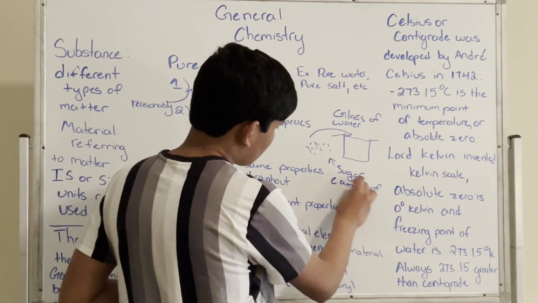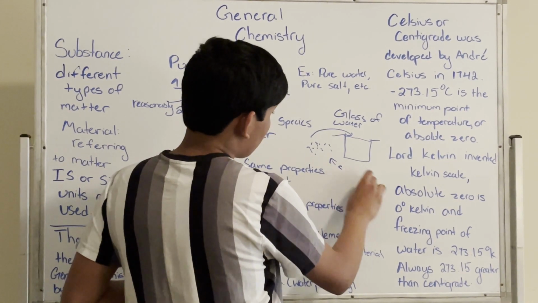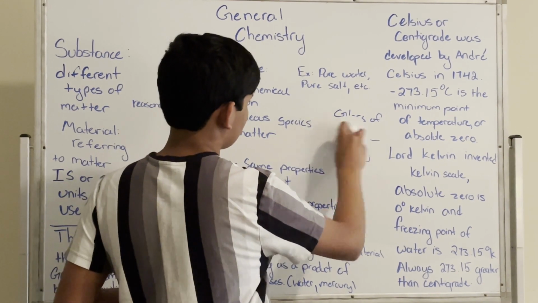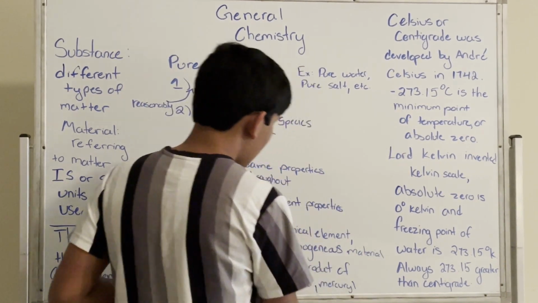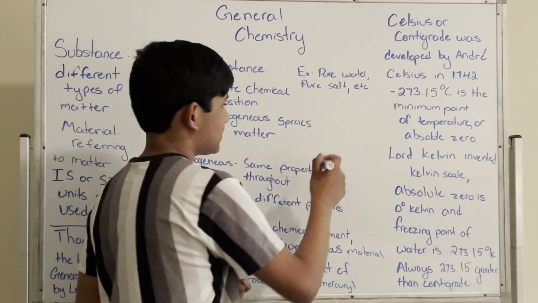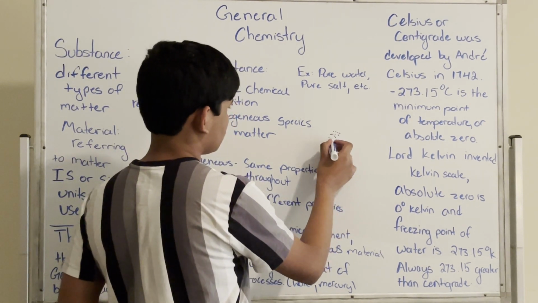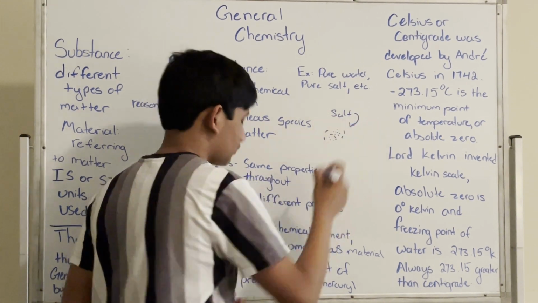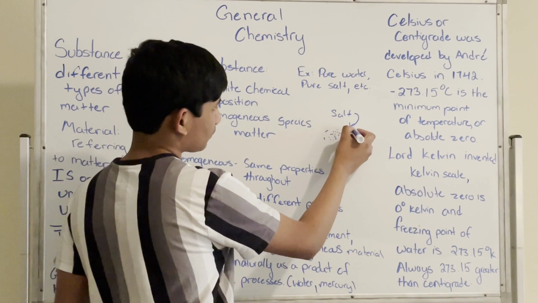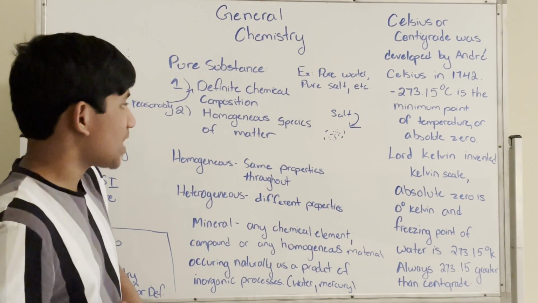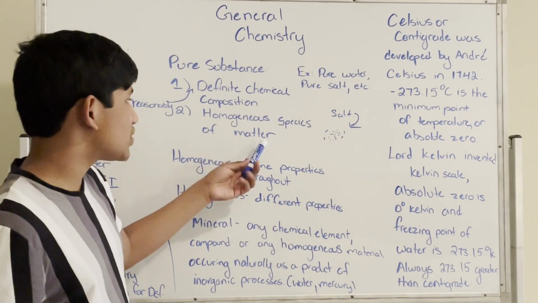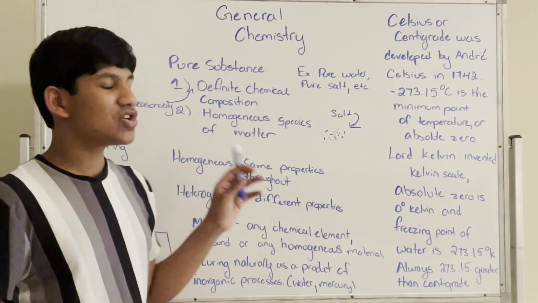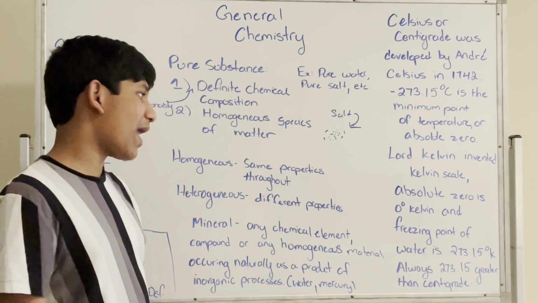Now, when we talk about salt, for example, salt is a pure substance. So we'll define this to be salt. Now, salt is a pure substance because, one, it has definite chemical composition, and it's a homogeneous species of matter. Notice that when we're talking about homogeneous species of matter, we just mean that it's a homogeneous matter, same properties throughout.